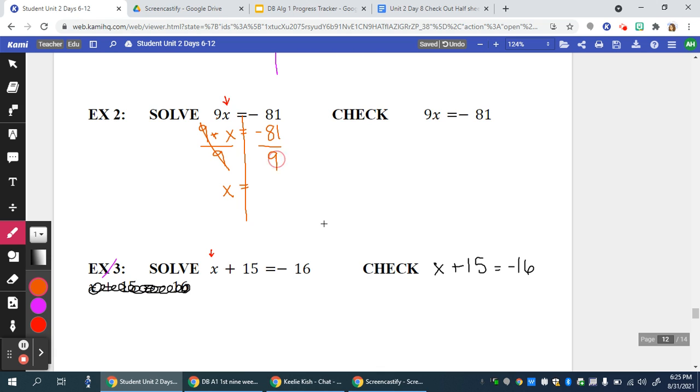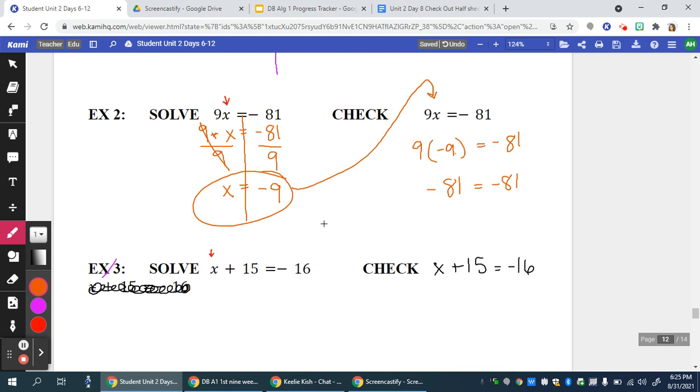A negative and a positive make a negative when you're multiplying or dividing. 81 divided by 9 is 9. X is equal to negative 9. Plug in 9 times negative 9 should be equal to negative 81. 9 times 9 is 81. Negative times a positive is a negative. So x is equal to negative 9.